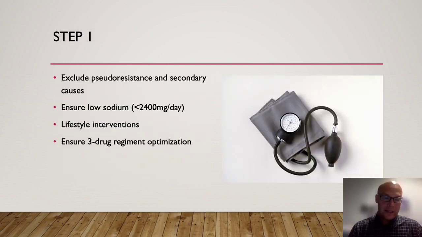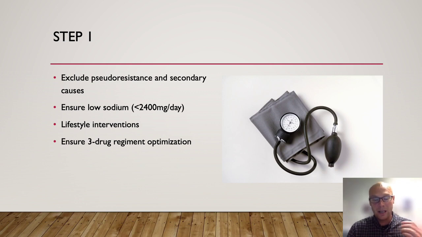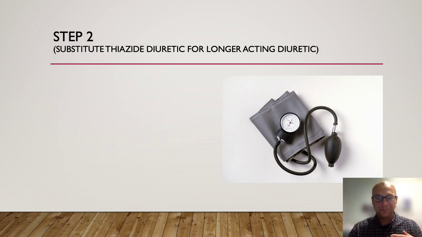Exclude pseudo-resistance and secondary causes, especially when you're treating these things. So pseudo-resistance are all those things we talked about before, things that can mimic resistance that are not necessarily addressed. So ensure that they are keeping that low sodium, they're working on their diet, they're getting good exercise, and they have that optimum 3-drug regimen. That's really important. That's number one. That's what you really should make sure. And like I said, resistance is that 3-drug regimen that includes a diuretic. That is where you fall into the resistance and you've ruled out all those other causes. That's resistant hypertension that you would follow with the next steps.